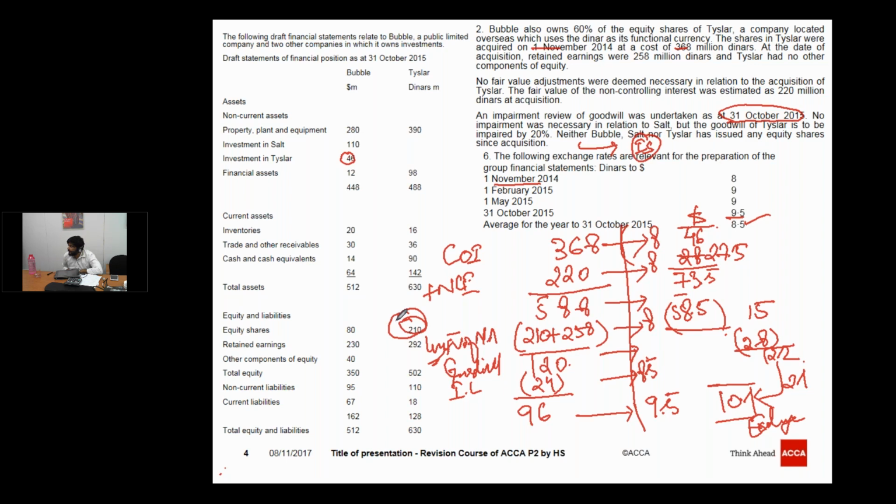Why are we dividing impairment by 8.5? Actually, the impairment should be charged in the income statement. Therefore, for income statement items, we have to take the average rate. According to IAS 21, for the conversion of foreign currency items, balance sheet related items should be converted at the closing rate, but the income statement related items should be translated at the average rate.